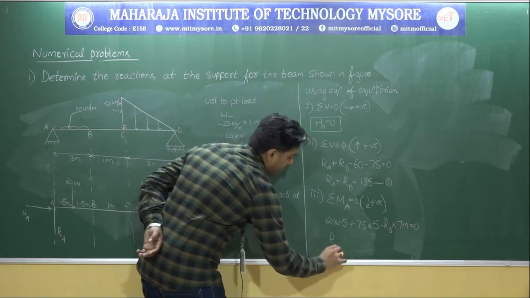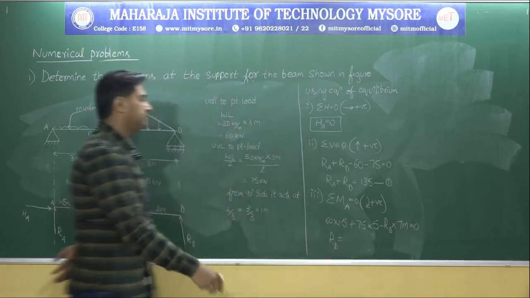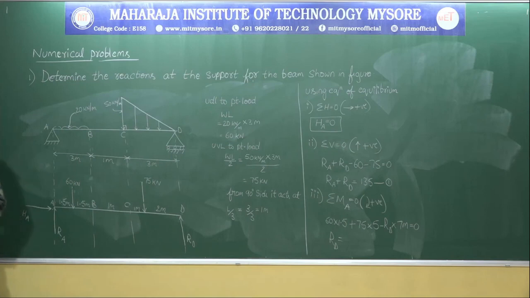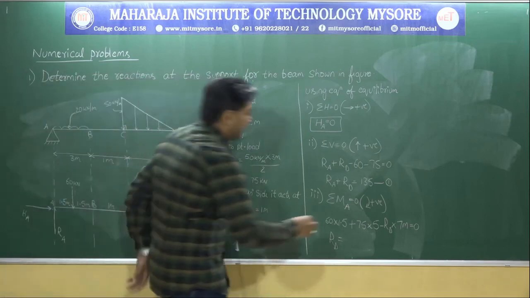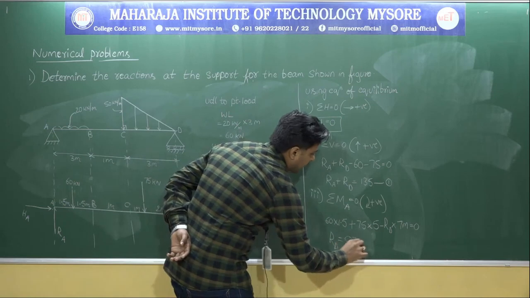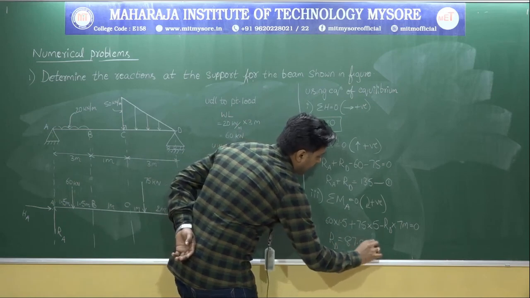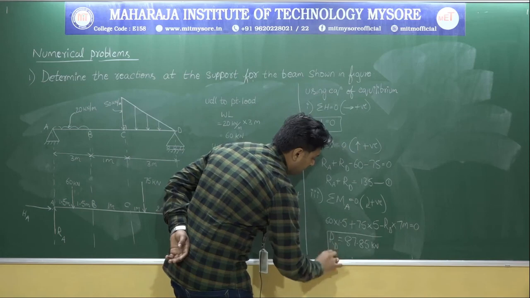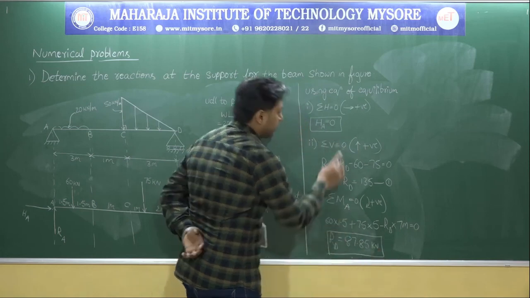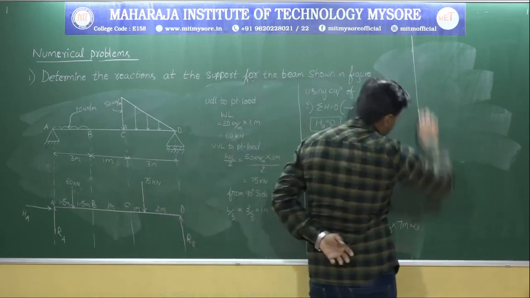So now if I calculate the value of RD, what is the value of RD that we are getting? The value of RD that we are getting is 87.85 kilonewton. Okay, substituting this in equation 1.